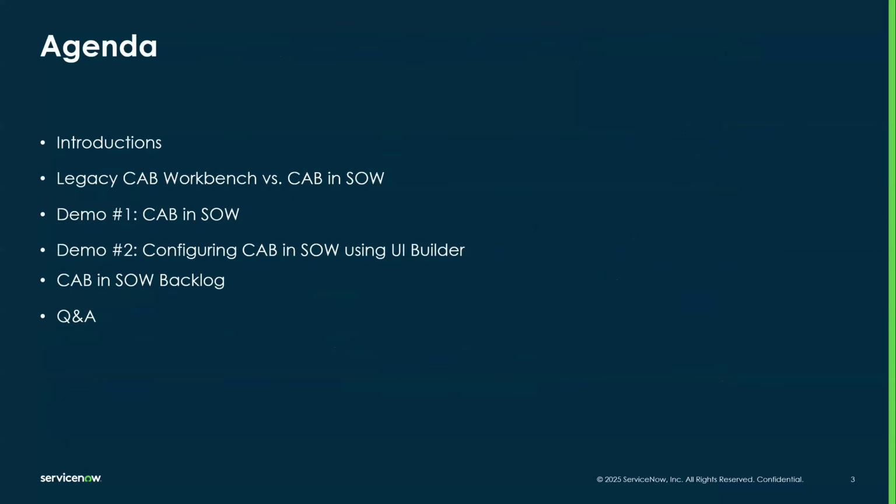For the agenda today, we're going to do quick introductions of your three speakers. Then we're going to do a quick overview of the legacy CAB workbench versus what is new in CAB and what that looks like. And then we're going to do a demo of CAB and SOW. We're also going to demo how to configure CAB and SOW using UI Builder. And then we're going to do a bit of an exercise with our backlog. We have some exciting enhancements in our backlog for CAB and SOW, and want to get your feedback on what is most impactful to you, and also just hear from you about any other ideas that you may have. And then we'll have some time for Q&A.